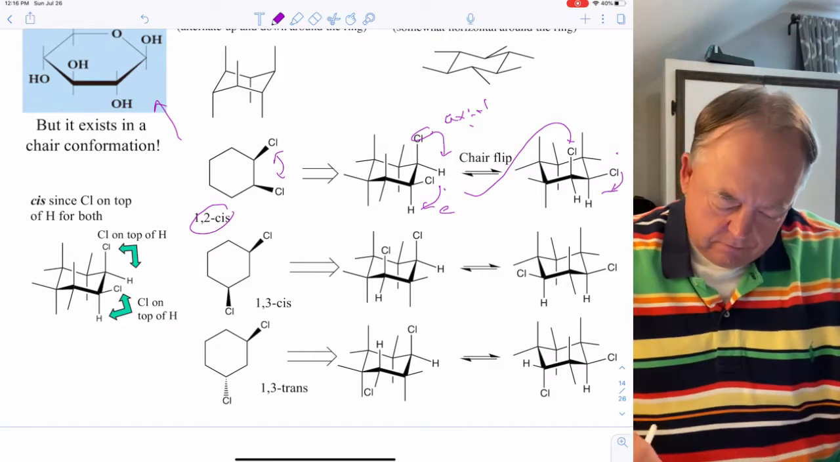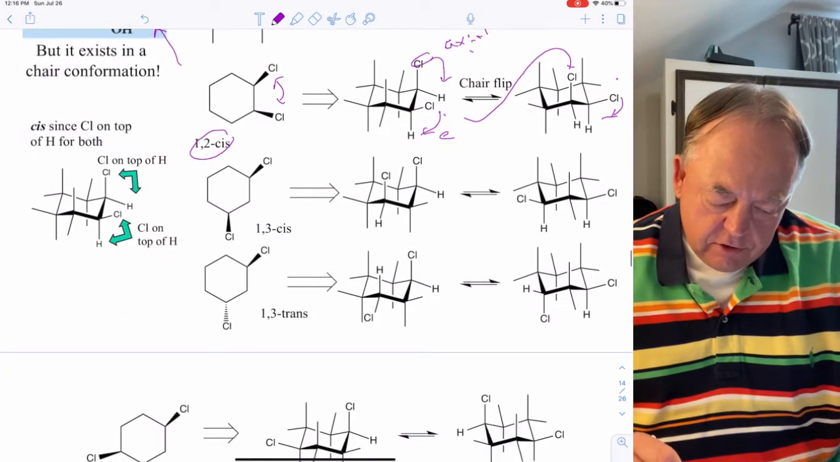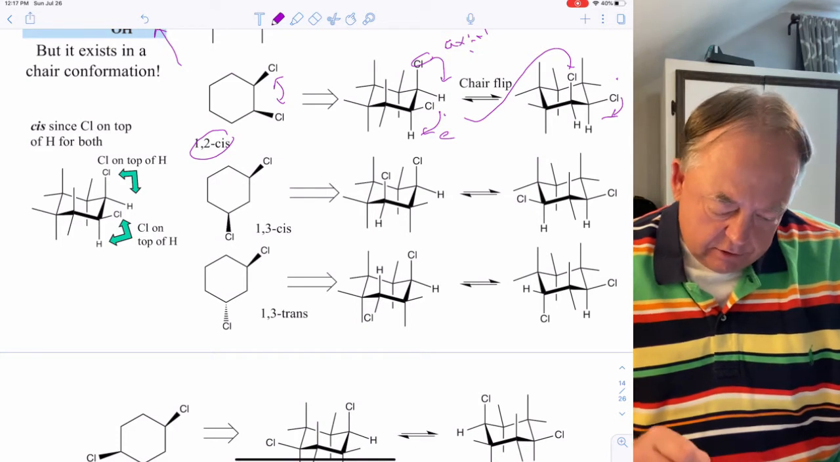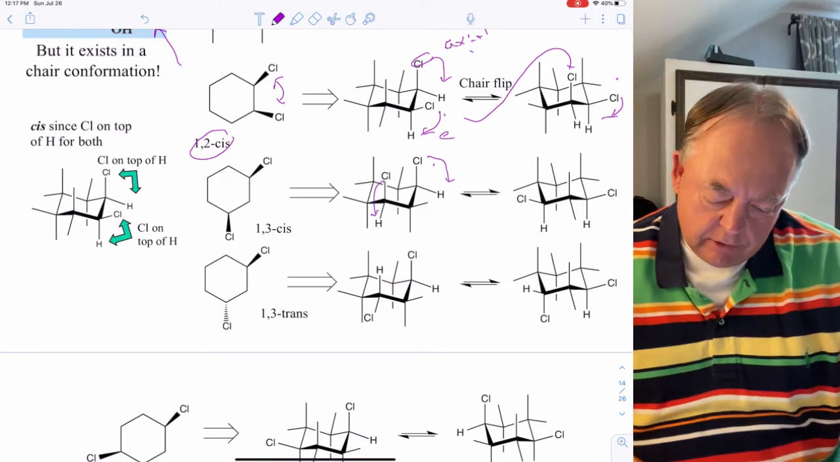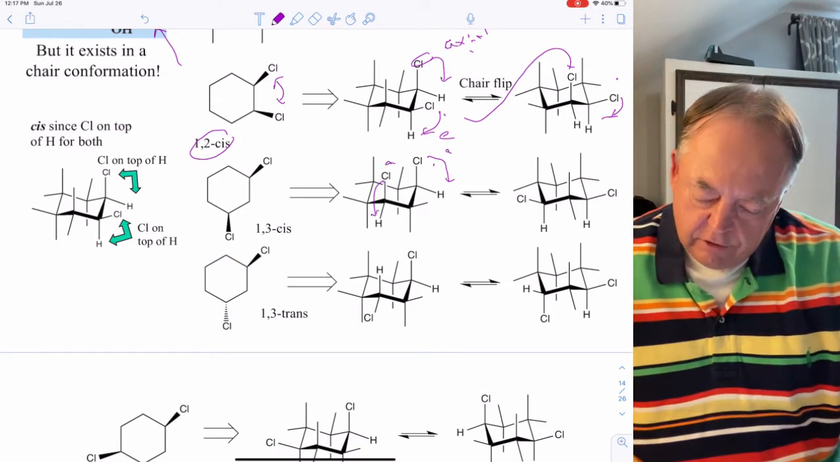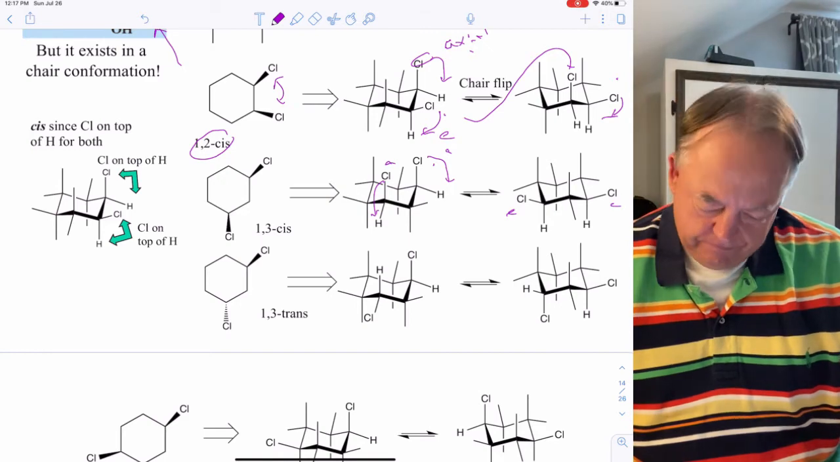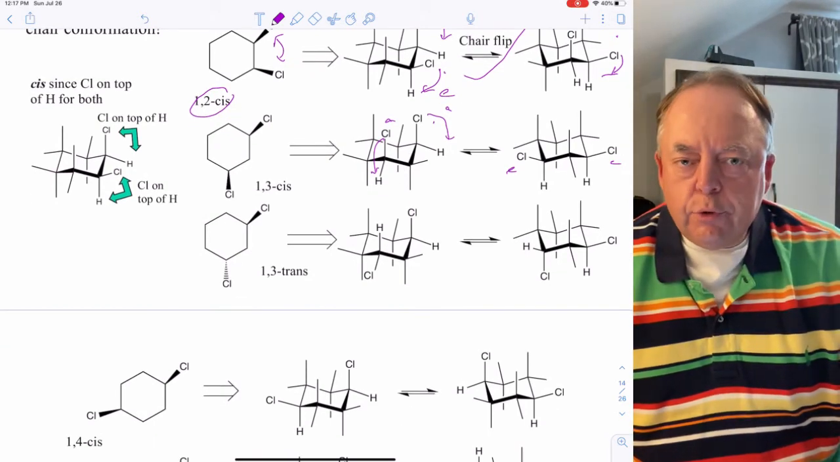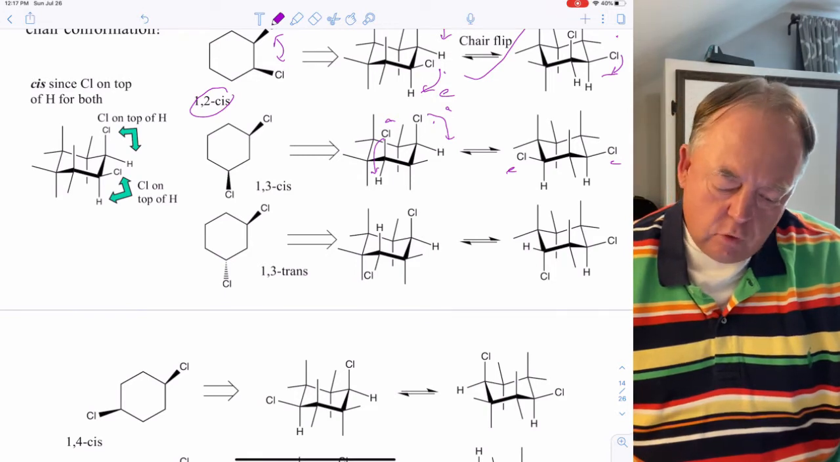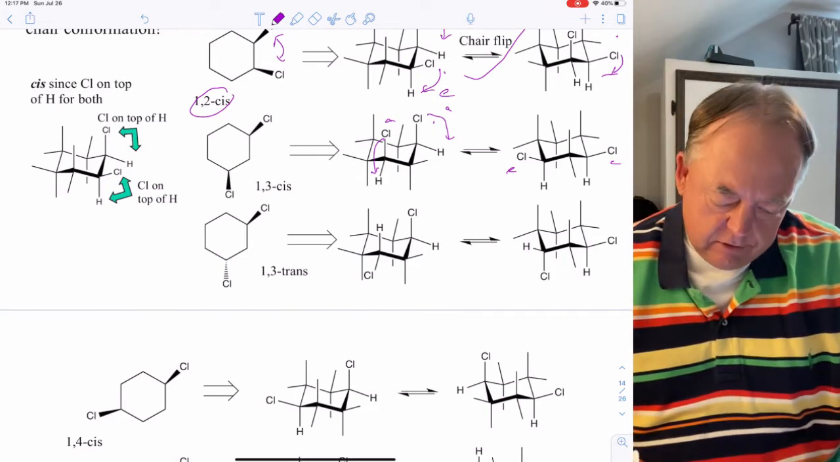So this went from axial to equatorial, and this went from equatorial to now axial, but they're still cis to each other. If it was 1,3 substituted, so now they're both on top of hydrogen, so they're cis, but now they're both axial. Or if you do the chair flip, they're both equatorial. And which would be more stable? Both equatorial, right? Because putting big groups equatorial gives them more space.